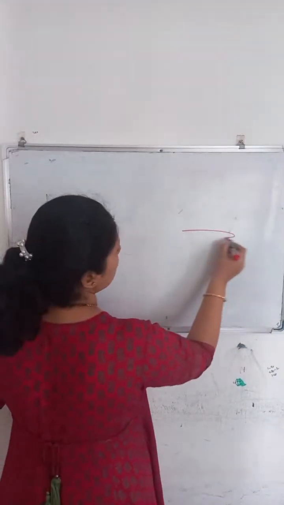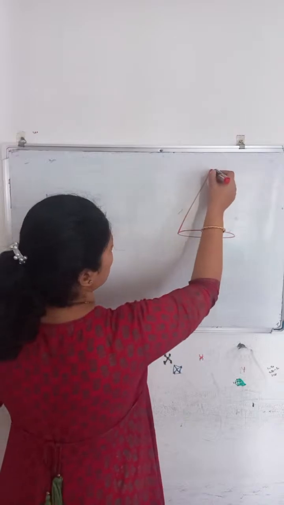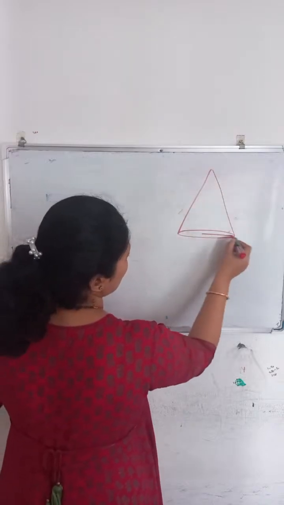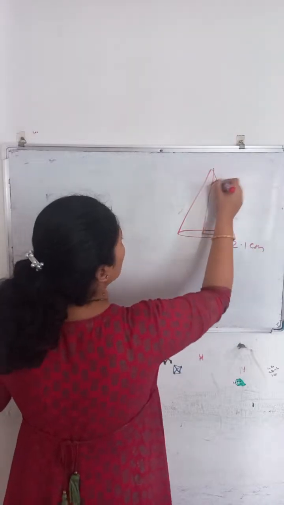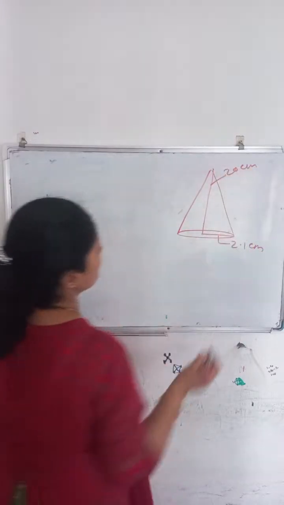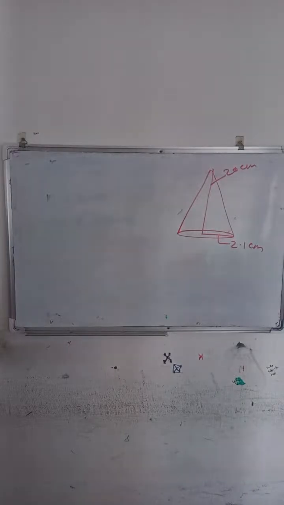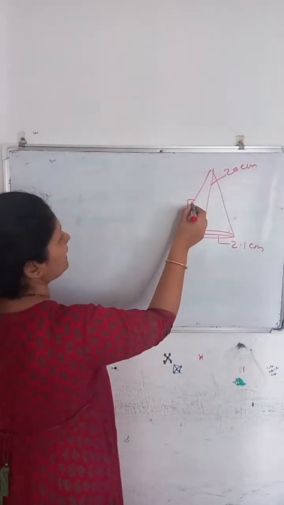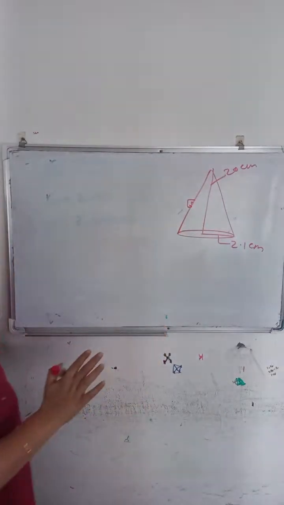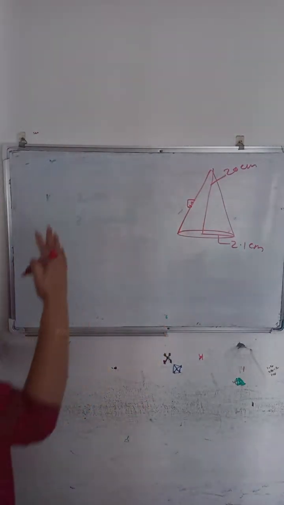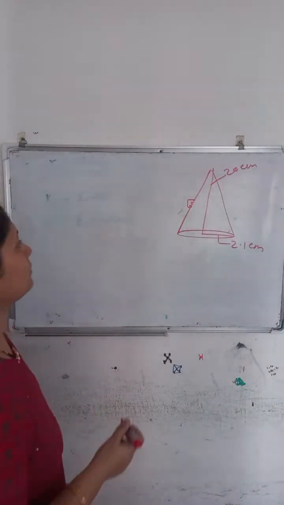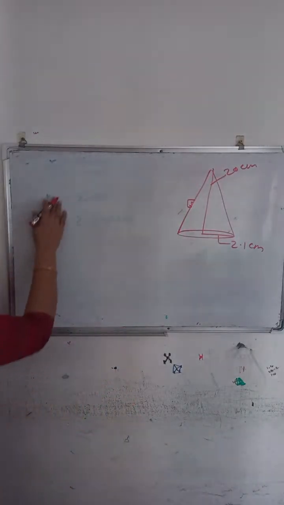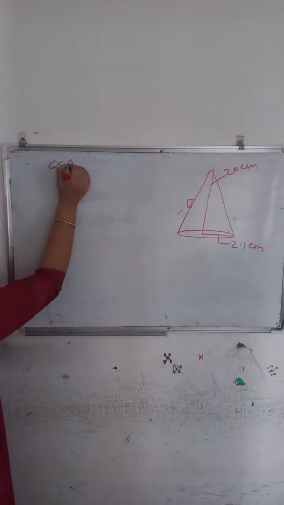this is the cone, and this length is given as 2.1 centimeter, and height is given, I think, 20 centimeter. Then they are saying if you take a small area, in that you can find 4 grains. How many grains are there on this total curved surface area, that we have to find out. So the CSA we have to find out.